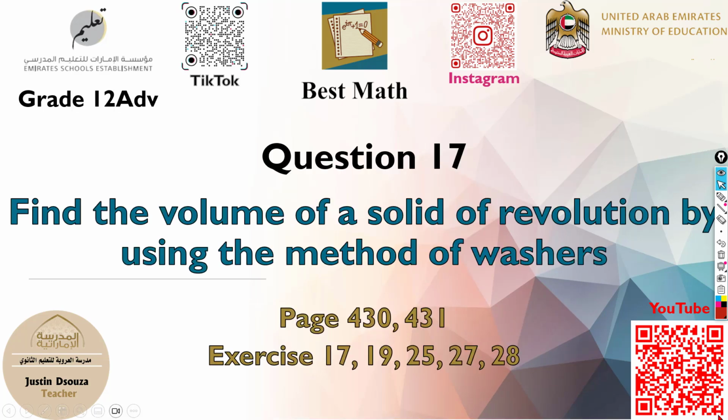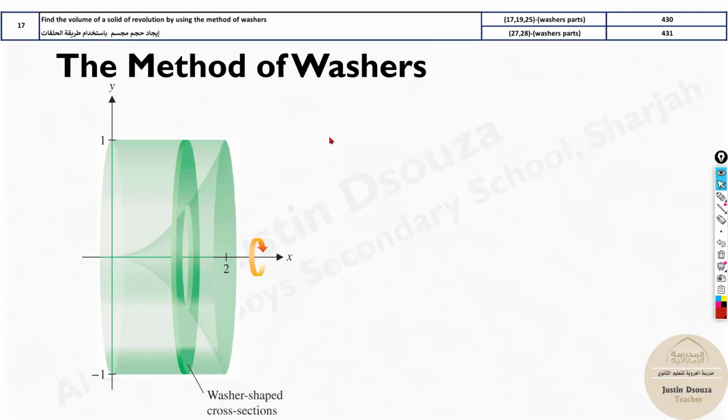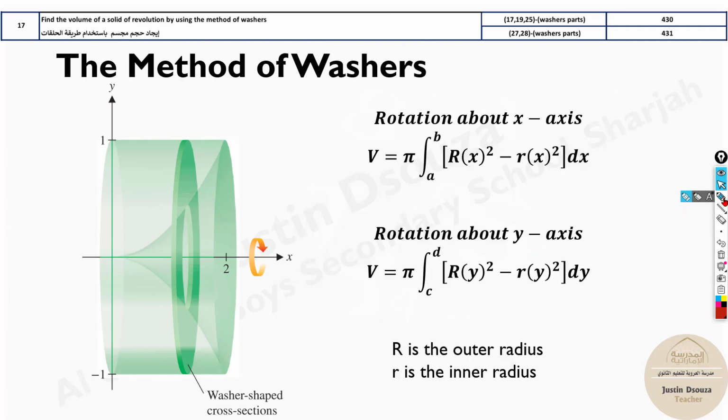Question 17 is to find the volume by the method of washers. It is very important which method is used, because question number 3 is the same problem but with the method of discs. In this video we will see the difference between both of them. The method of washers is used when a hole is created. As you can see, these are the details.